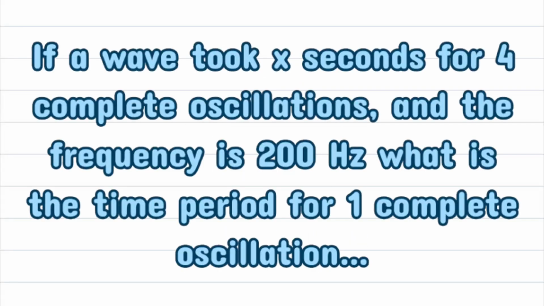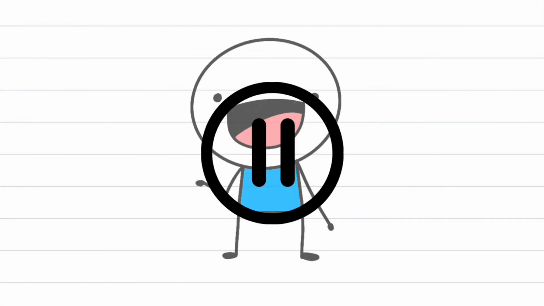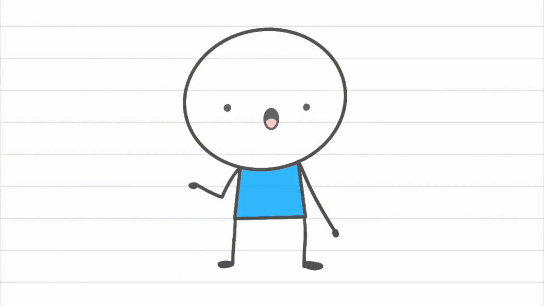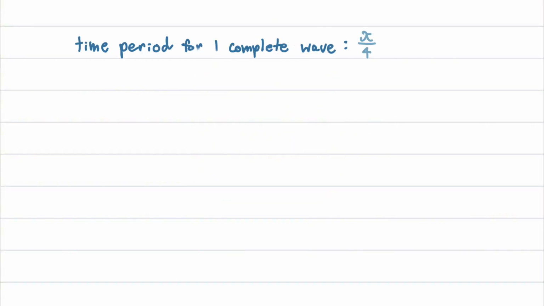If we have a wave that took X seconds for 4 complete oscillations and the frequency is 200 hertz, what is the time period for one complete oscillation? Pause the video and have a try. This one is harder. First, set up the equation. Time period for one wave must be X divided by 4. And F equals 1 over T, frequency and time period. So 200 equals 1 over X divided by 4.